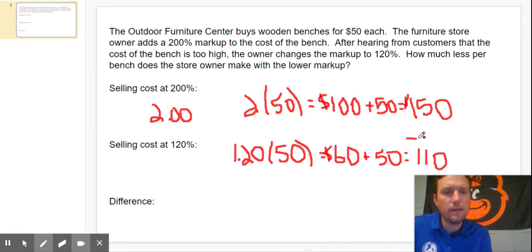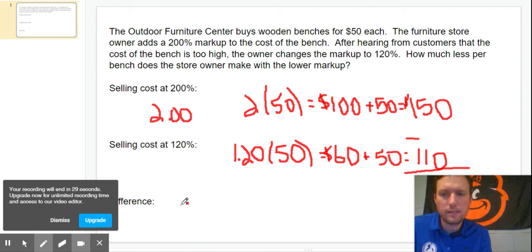So what would be the difference between the 200% markup and the 120% markup? That would be 150 minus 110, and that would give us $40.